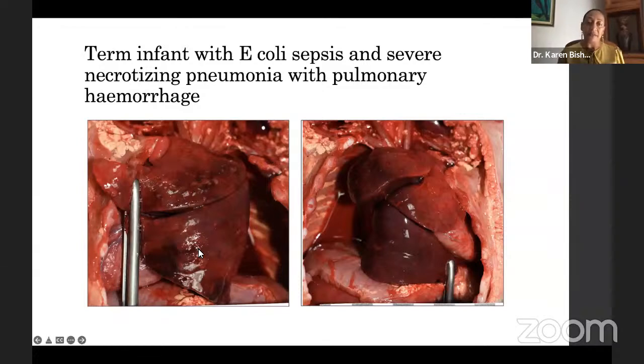So I'm just showing you the external surface because the cut surface doesn't illustrate it well. So if you look at the left lung, it's more obvious with the light we have for this presentation. But if you look in this region, you can see some pale patches surrounded by darker patches. Here is a larger dark patches. So the pale ones are areas where there is necrosis, and the dark ones are hemorrhagic areas.